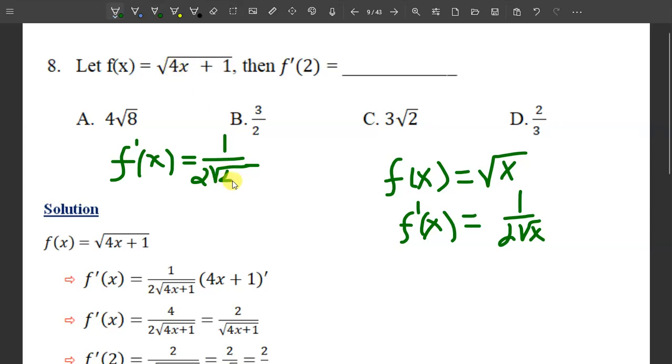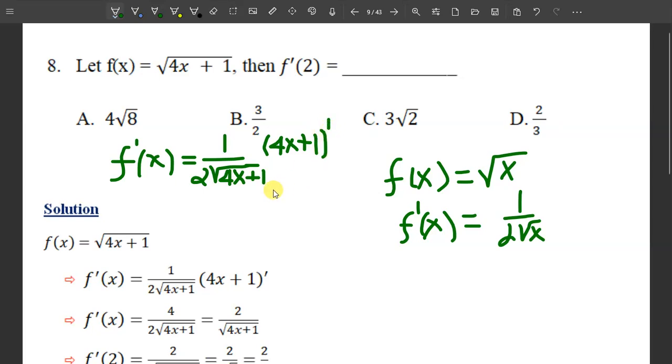Then apply the chain rule. 4x plus 1. Write whatever is inside the square root first, and then derivate the expression inside the square root. This is known as the chain rule. It is called the chain rule. It is written as a composition of functions. Then simply derivate this.